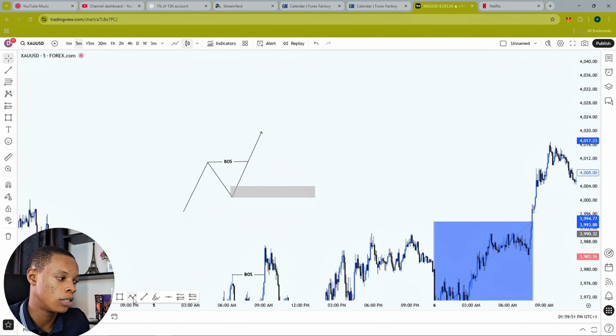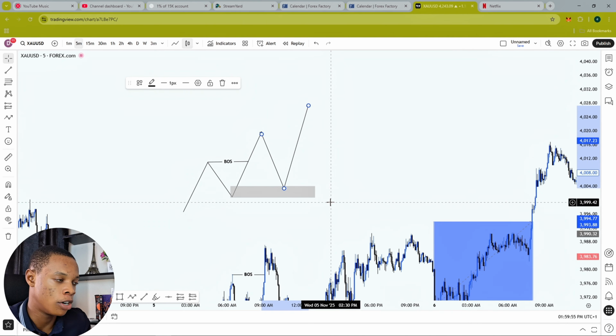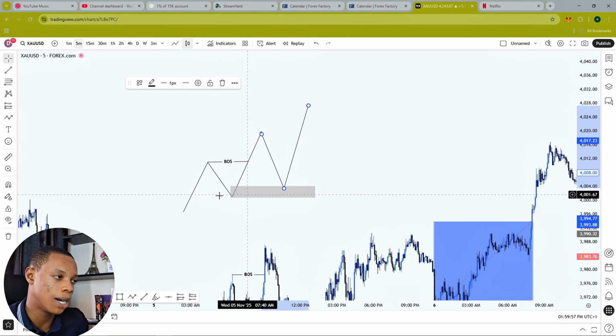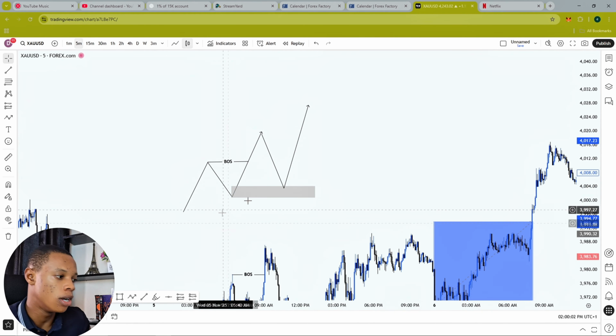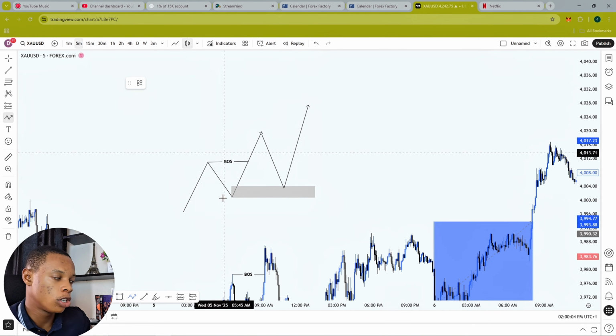Now, what do you expect? You expect price to come back to that very zone and then start buying from that zone. So this order block is a demand zone. I mark out an order block at that zone. Now, quickly, this is just all about the strategy.